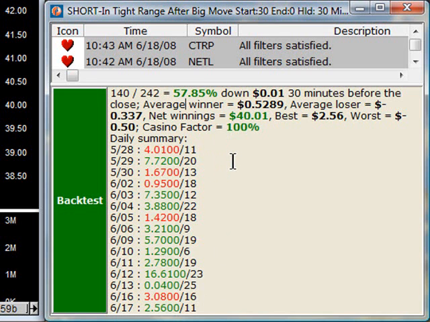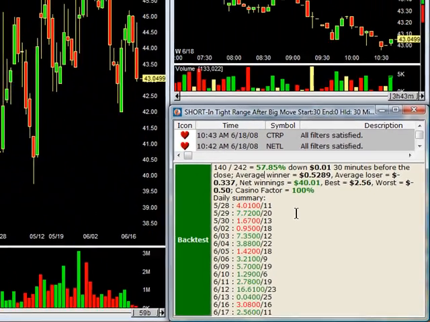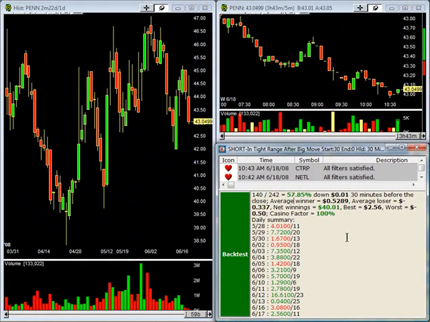This is a system that's designed to trade anywhere from 100 to 500 shares. And this concludes the lesson of how to build a system using just filters in Trade Ideas Pro.